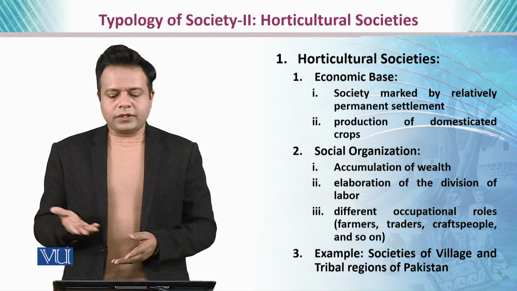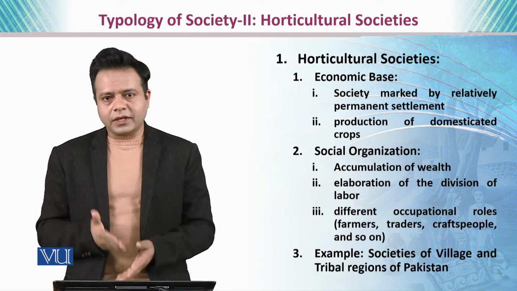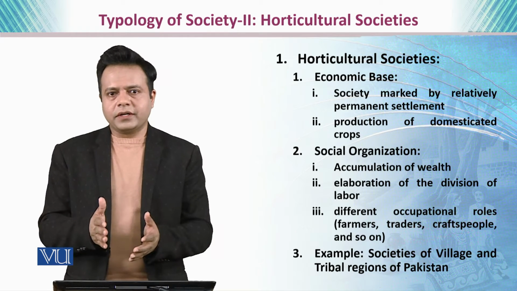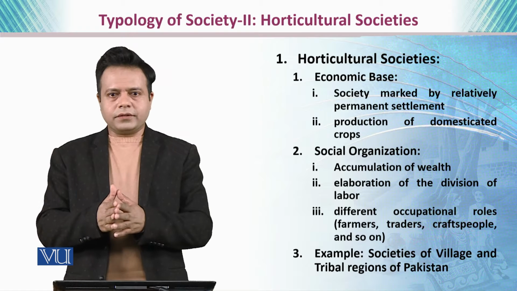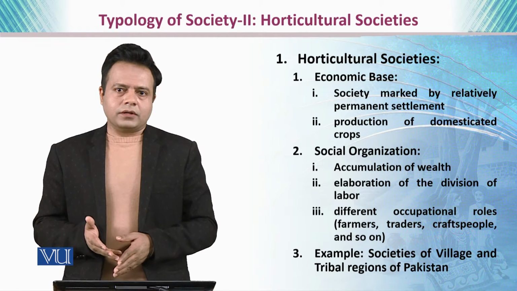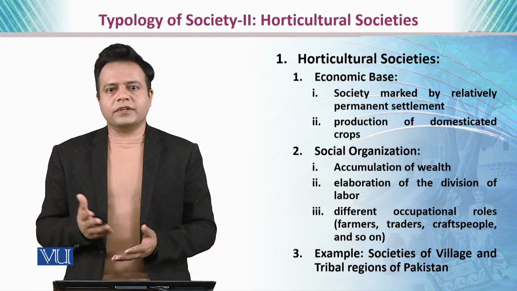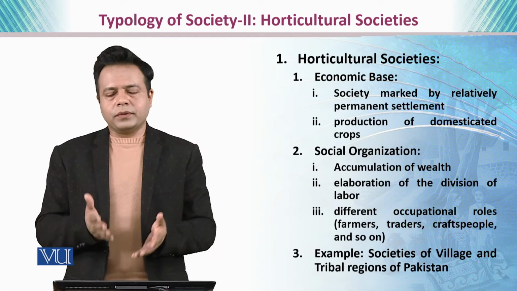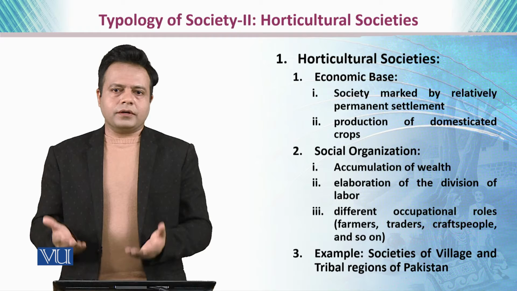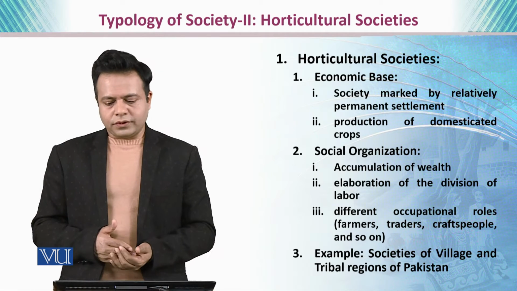So, for the economic needs, societies were marked by relatively permanent settlements because they were involved in agriculture, so they needed to be permanently settled in geographic areas where more water was available, because agriculture definitely depends on the availability of water and fertile land. So people began to be relatively permanently settled in the areas where such resources were abundantly available so that they could produce their own food.